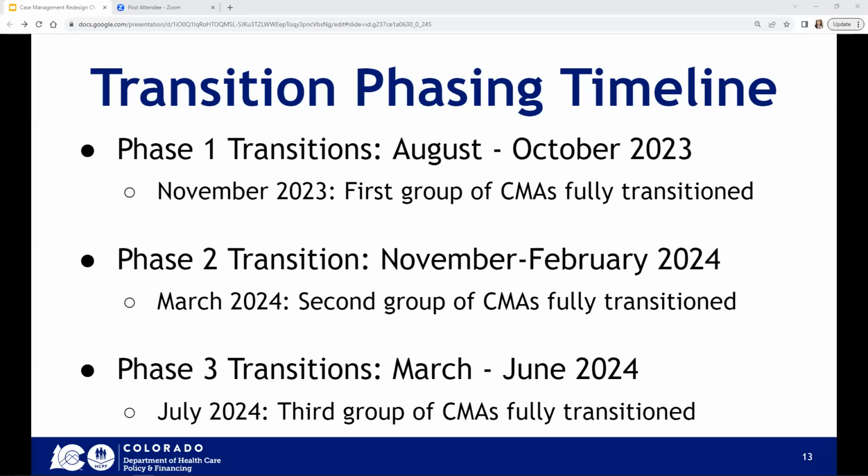It's memo 54, I believe, from 2023. In case you can't see the chat, I'm not sure if the recording will show the chat, but if you go to the website for HCPF and you put in memo 23-0, I just want to double check that it is 53.